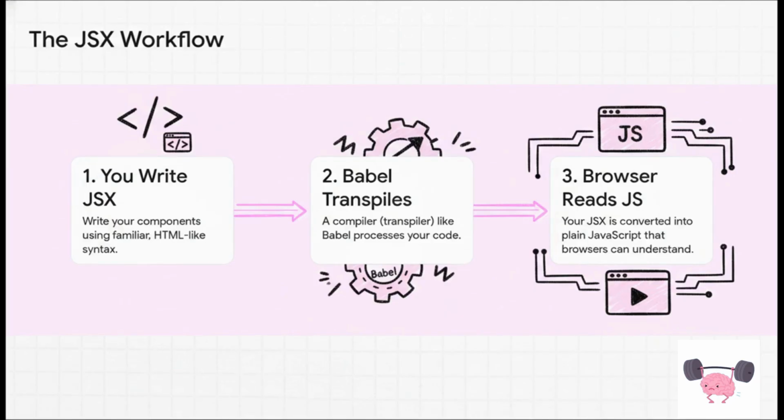So, you write your nice, clean JSX. Then a tool called a transpiler, and the most common one is called Babel, comes along, reads your JSX, and converts it into regular, plain, vanilla JavaScript that every single browser can understand perfectly.